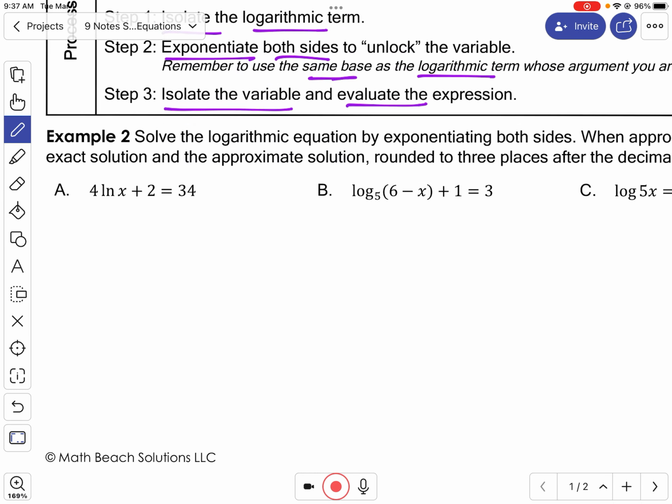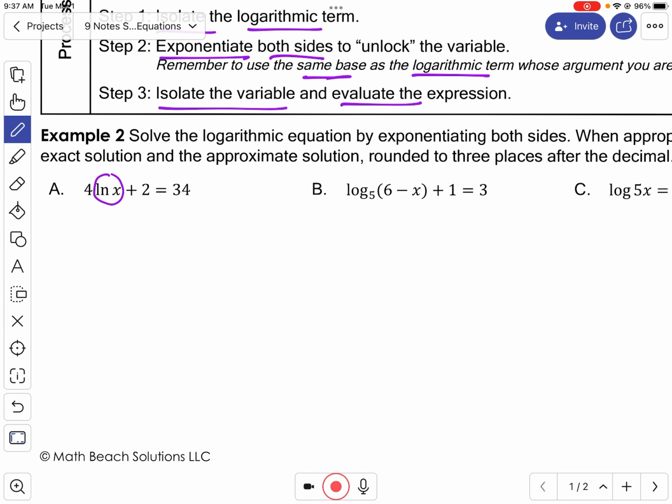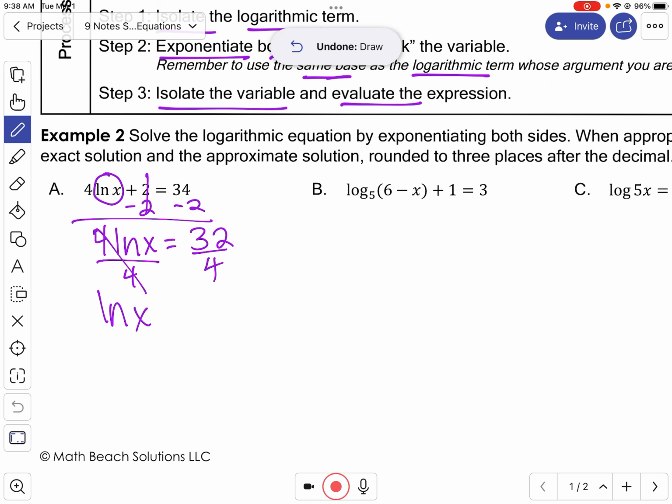Okay, so the first step is to isolate our log. So I'm going to circle my log. That means I need to subtract 2 first. And I get 32, divide by 4. And I get natural log of x equals 8.